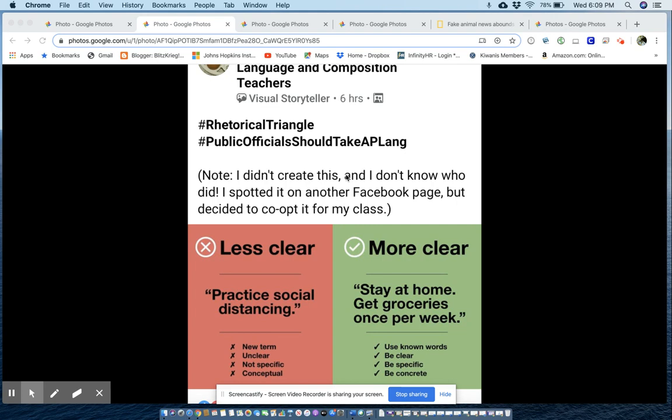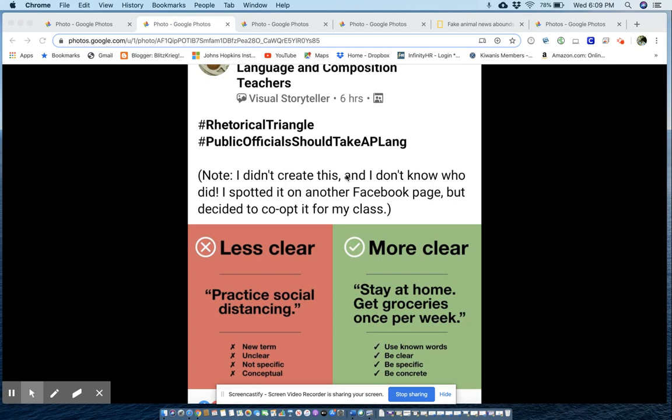We're always talking about clear language. Hello, first and second block, George Orwell. The great enemy of clear language is insincerity. I know our officials don't mean to be insincere, but what is it that can be more clear? Practice social distancing. If you were unaware or you didn't know what that meant, of course, everybody knows now. That's a new term. It's unclear. It's not specific. It's a concept. It's not something that you can tangibly touch.